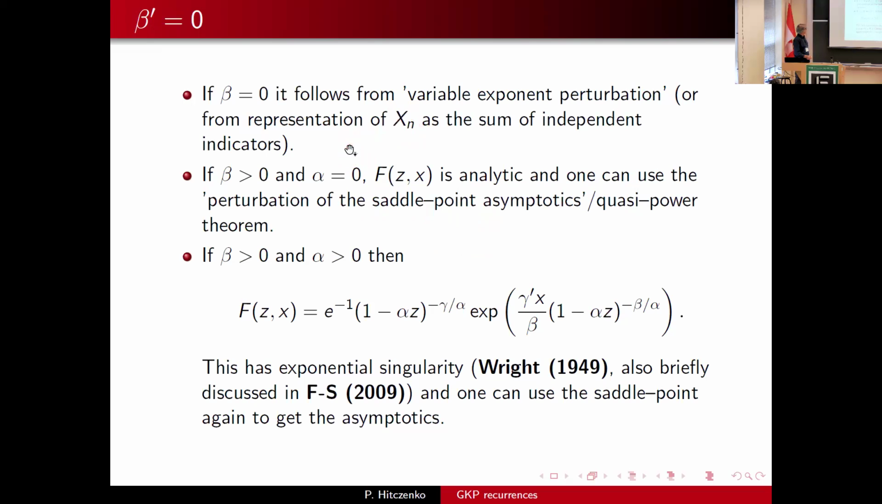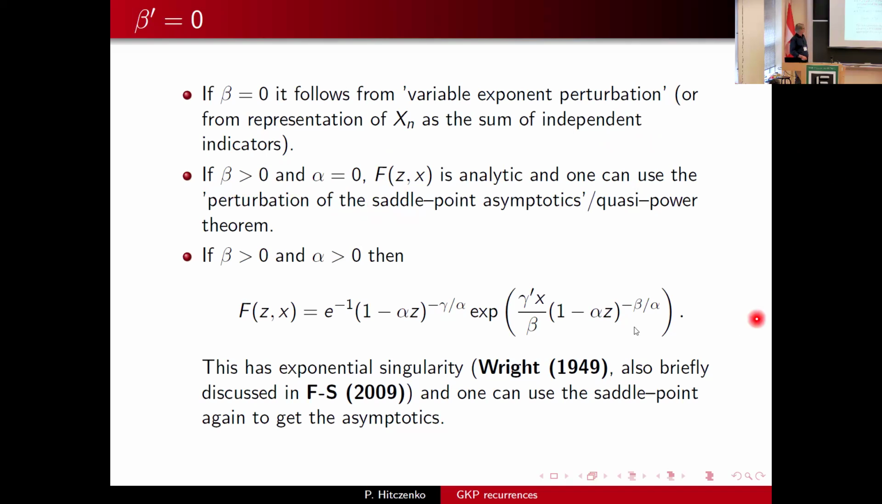Now what happens? As I said, if beta is 0, then you cannot use this algebraic singularity scheme, but there is what they call variable exponent perturbation, and in that case, as they say in the book, you should expect a normal law with logarithmic size of the mean and the variance, and this is what is happening. And when beta is positive and this is 0, then your f is actually analytic, and you can use the saddle point method to crank out the asymptotic normality.